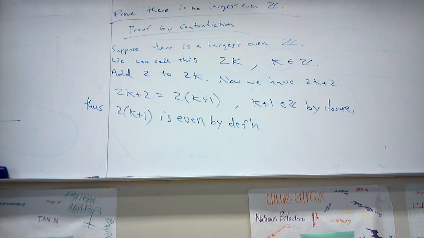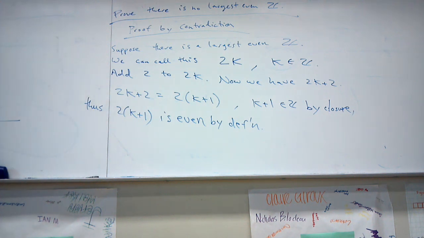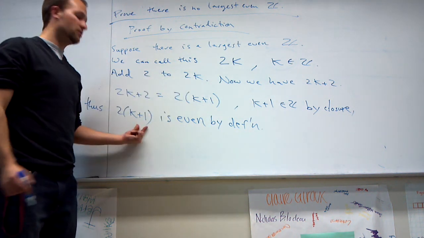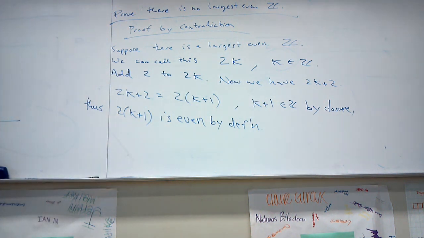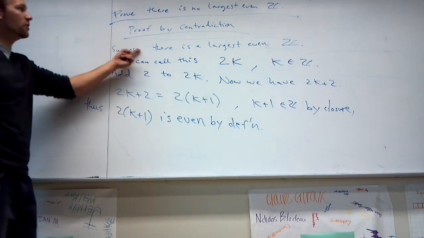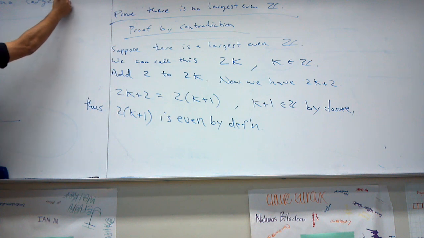We have a contradiction. What's the contradiction? Yeah, we said 2k was the largest, but wait, there's a 2k plus 2. That's larger. So we've shown that is not true. There's a contradiction, and therefore, if that's not true, the only other thing that could be true is what we wanted to prove. Therefore, there is no largest even integer.